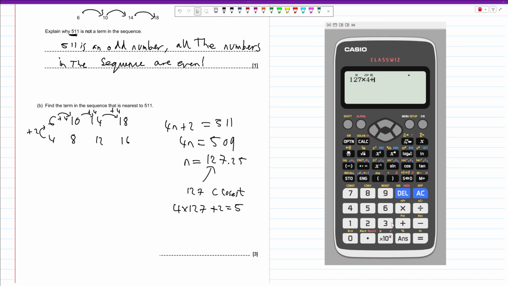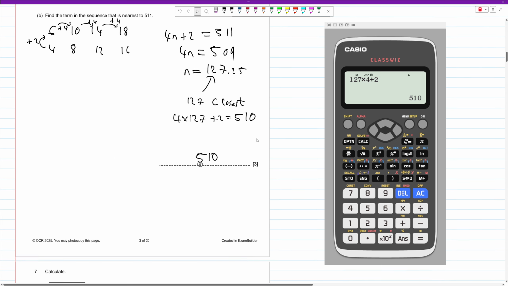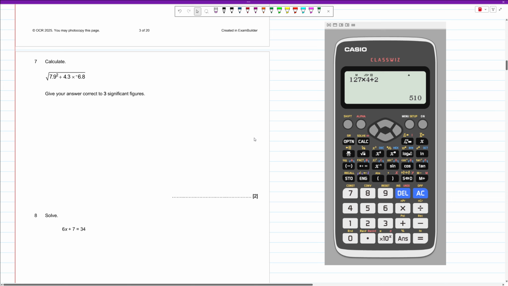127 times by 4, add 2, 510. Okay, this question was literally just do it on your calculator. Your calculator might look different to my calculator, so this might not be hugely helpful. Some of you lost marks on this one because you didn't round it to where they wanted you to round it.